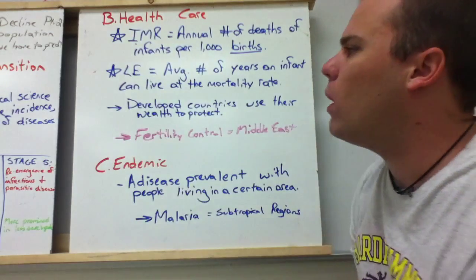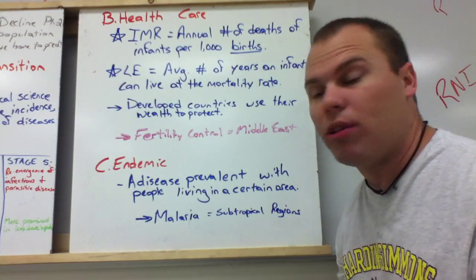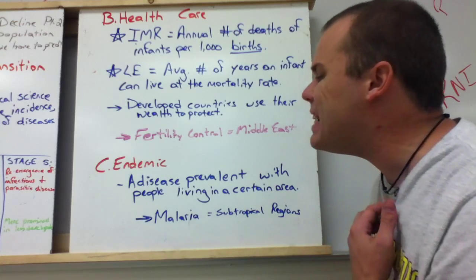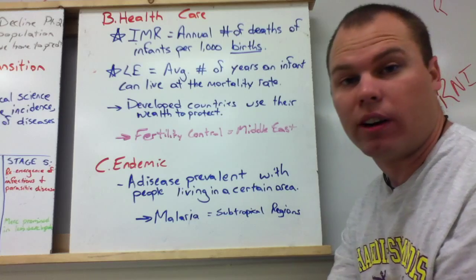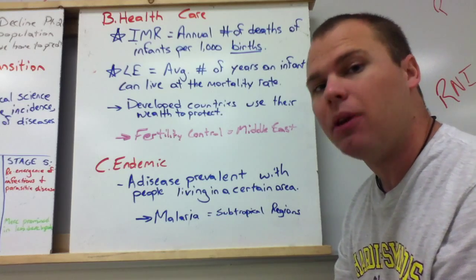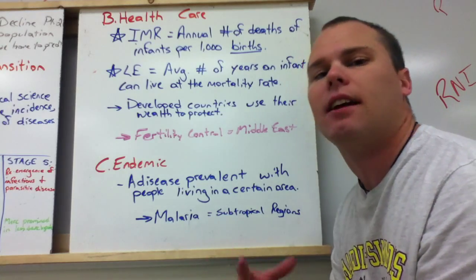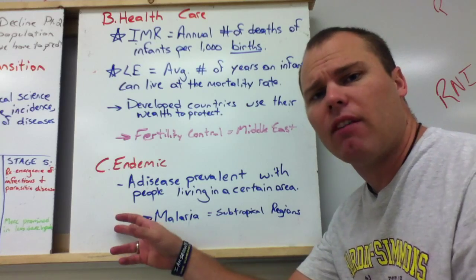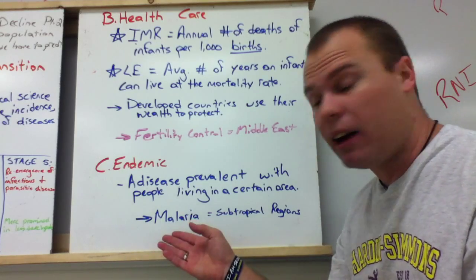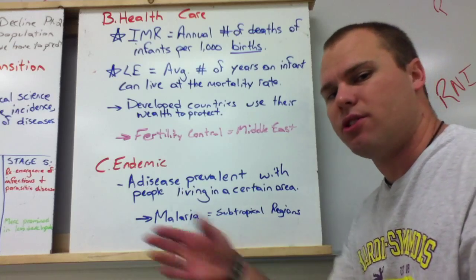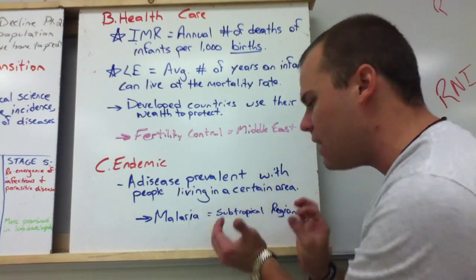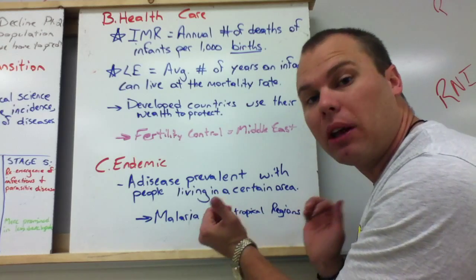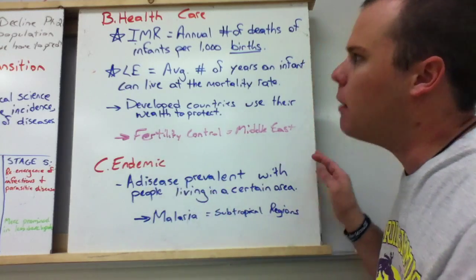And the next main point for population growth and decline for this section is an endemic. An endemic is a disease that is prevalent within a people living in a certain area. A pandemic does not have to be within a certain area. An endemic is in a certain area. The example I've got provided for you here is malaria, like in your subtropical regions. You're going to find this endemic disease within this region, and because it's predominantly only in this region among these peoples, that makes it an endemic.